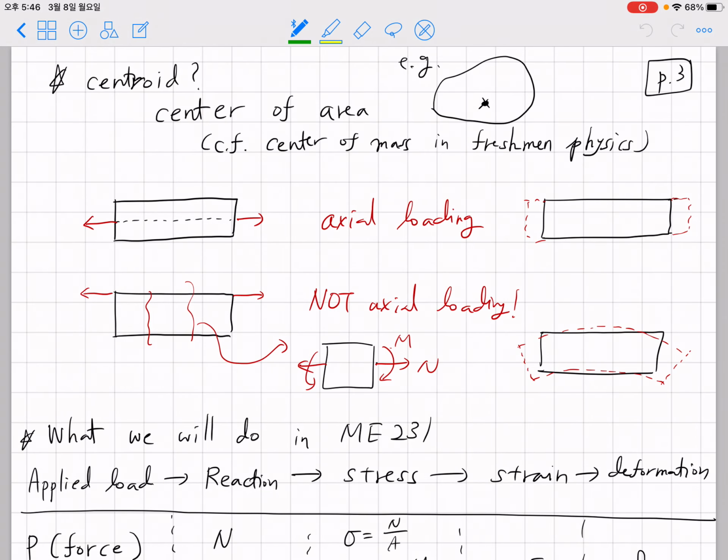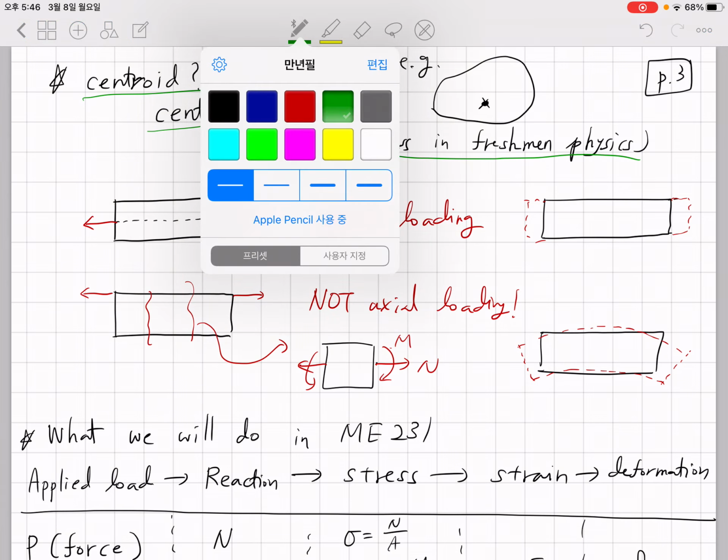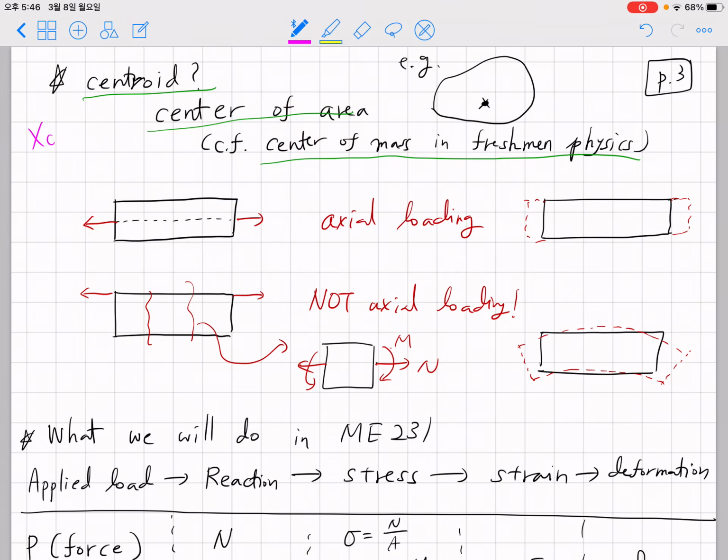So let me show you some examples before talking about examples of axial loading. Let me give you the definition. The definition of centroid is the center of area, and if you are confused about what the center of area is, please recall the concept of center of mass back in freshman physics. So back in freshman physics, when you obtained the center of mass for x, you did this calculation, right? This is infinitesimal.